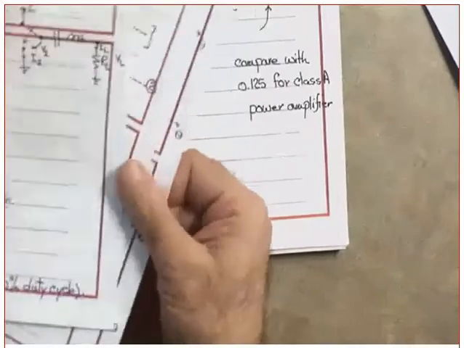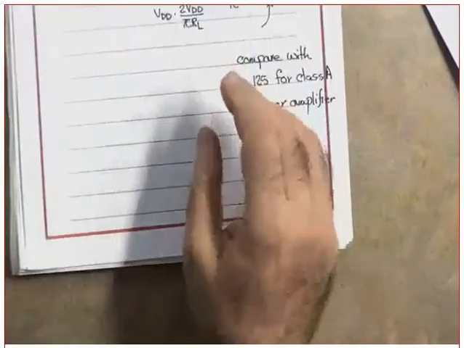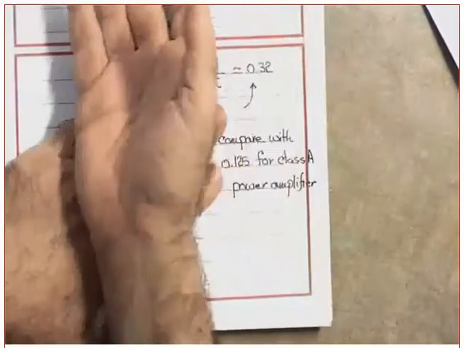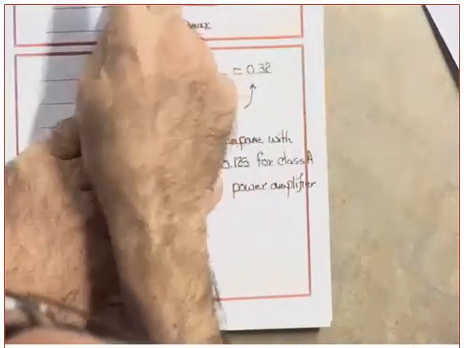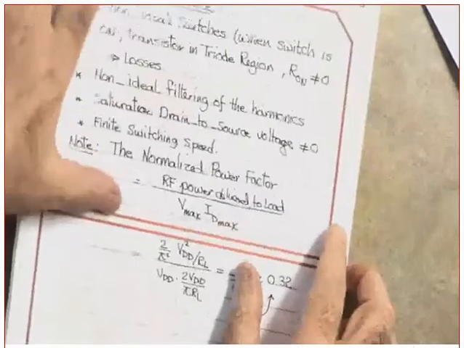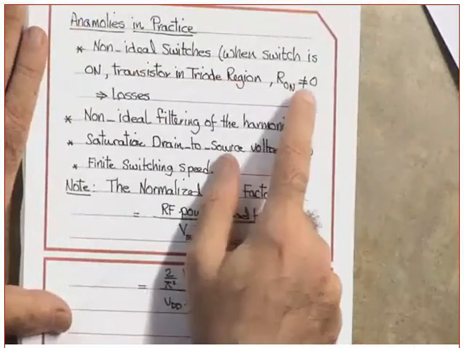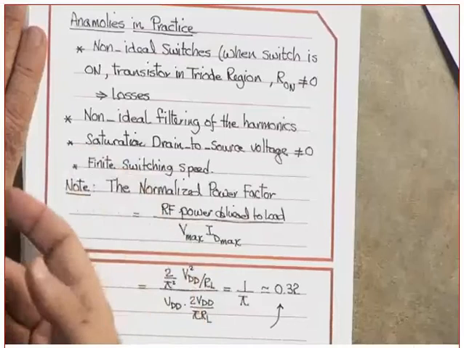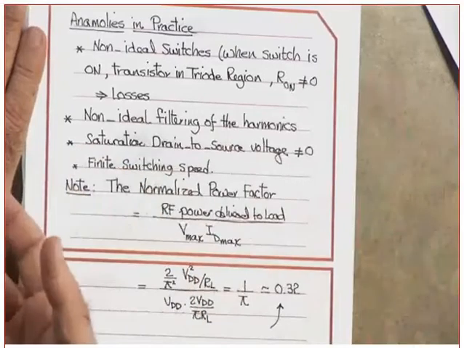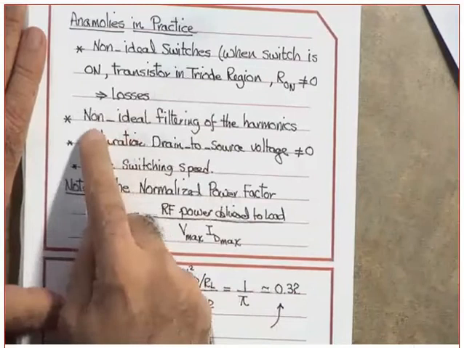Okay. Now, this is only theoretical. Why is it only theoretical? Let's see what the anomalies are. Is the switch ideal? The switch is not ideal. When the switch is on, the transistor is in the triode region, which means RON does not equal zero. Are we going to experience some losses? We are going to experience some losses. Did you understand what I just said or not? So there will be loss.